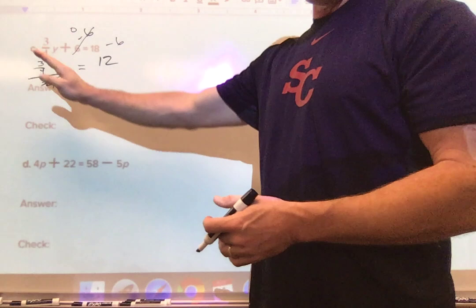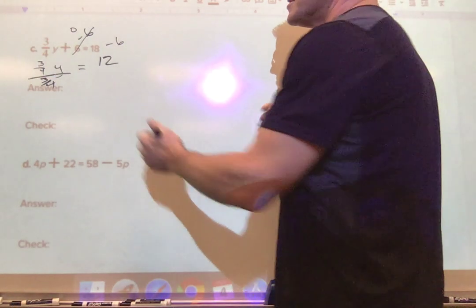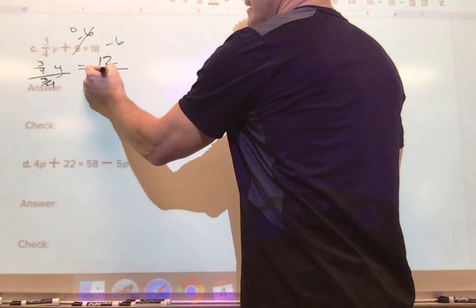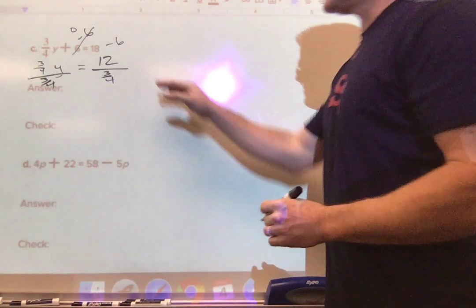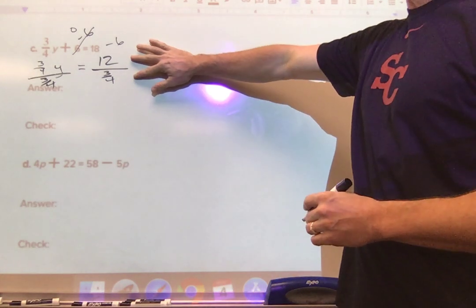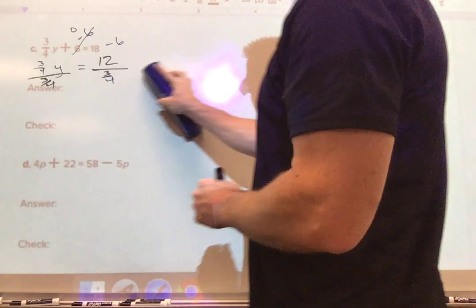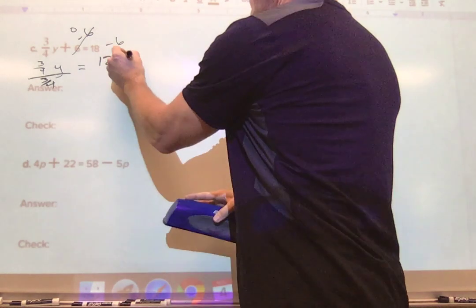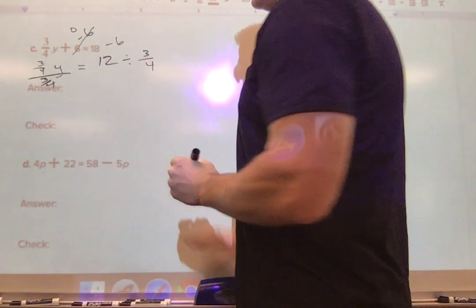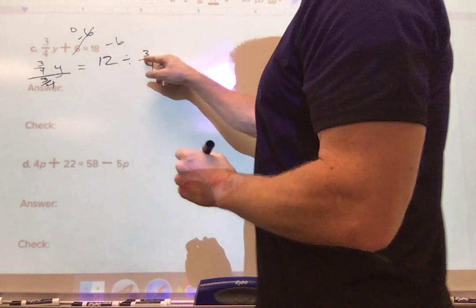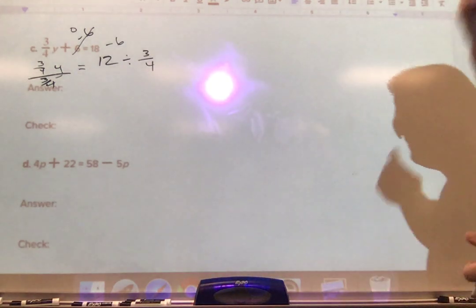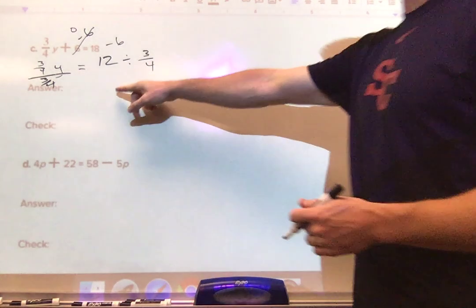If I multiplied it times 3/4, I divide by 3/4 to undo it. So I must divide by 3/4 to undo this. And it kind of looks weird because that's a fraction, or a complex fraction. I could have written it like this: 12 divided by 3/4, right? If I divide by 3/4 here, I divide by 3/4 here. And then I can use that reciprocal to help me find my answer here.